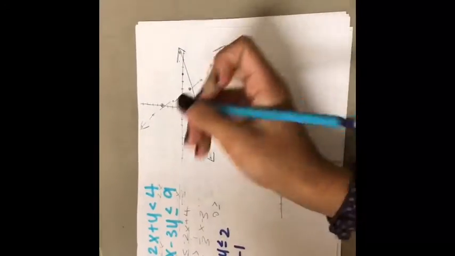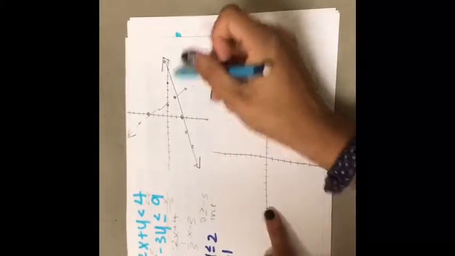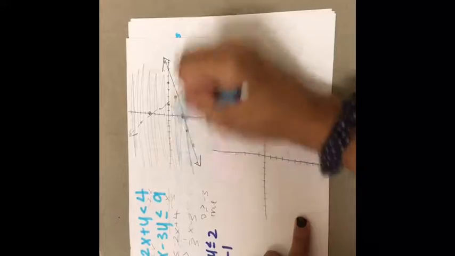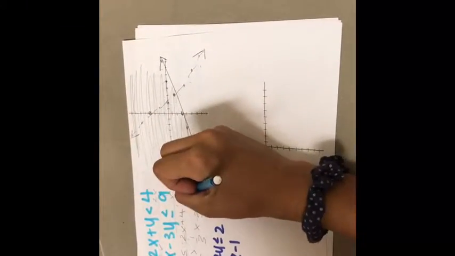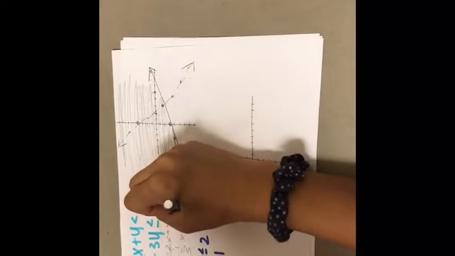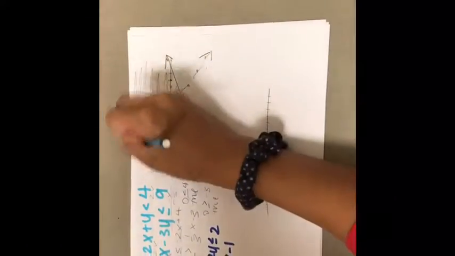So 0 is greater than or equal to negative 3. That is true. So you're going to shade on the side of 0, 0. Then you have 0 is less than or equal to 4. That is also true. So you're going to shade on this side of 0, 0.